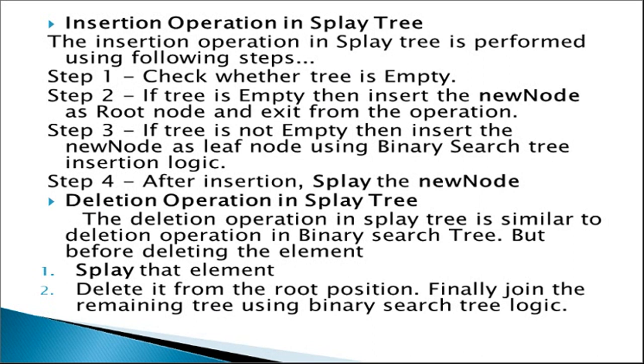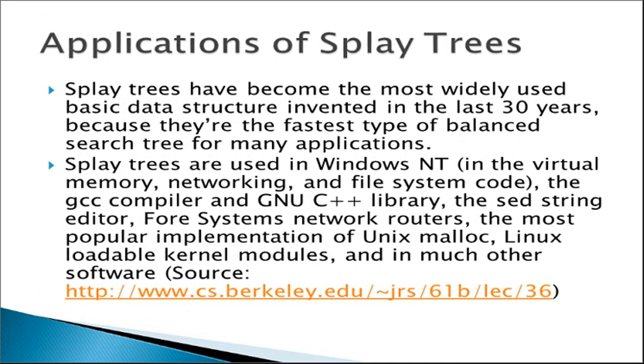Now next is applications of splay tree. Splay trees have become the most widely used basic data structure in the last 30 years because they are a fast type of balanced search tree. In many operations we require fast operations, fast searching, fast insertion. At that time we are using splay tree. Splay tree is used in Windows NT in virtual memory, networking and file system. The GCC compiler, GNU library, then string editor, many applications in Unix, splay tree is used.